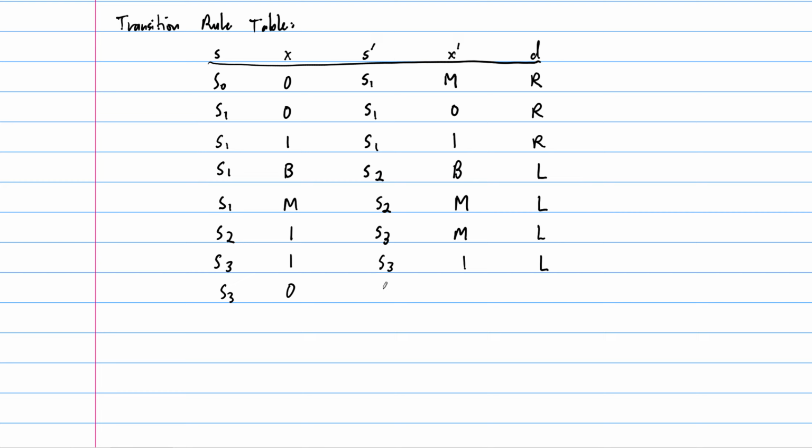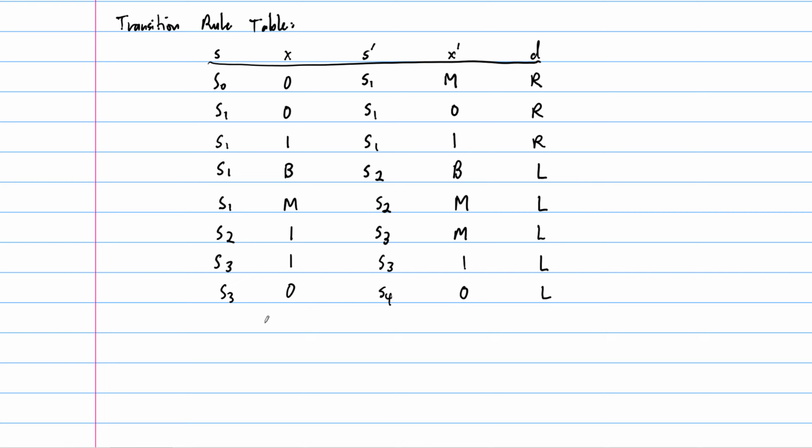So here we're actually going to switch this state to S4 and leave it alone, but keep moving to the left, because now we just want to make sure that we are identifying that we're supposed to be seeing zeros here.